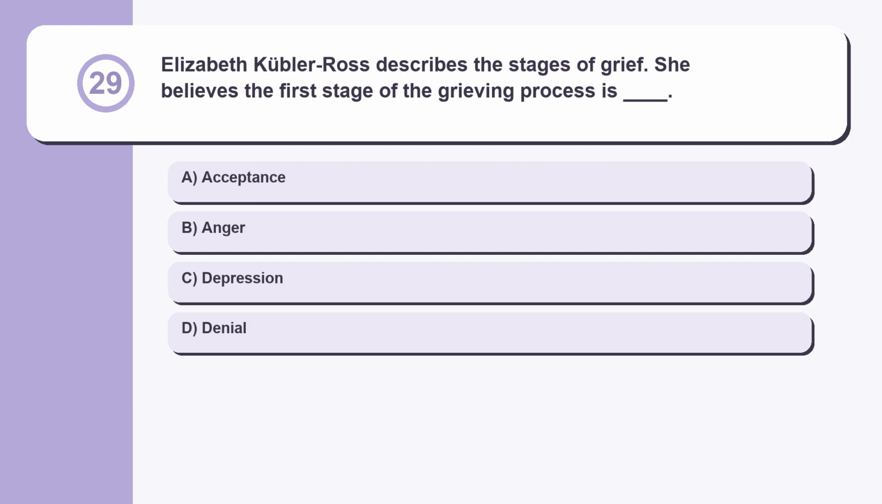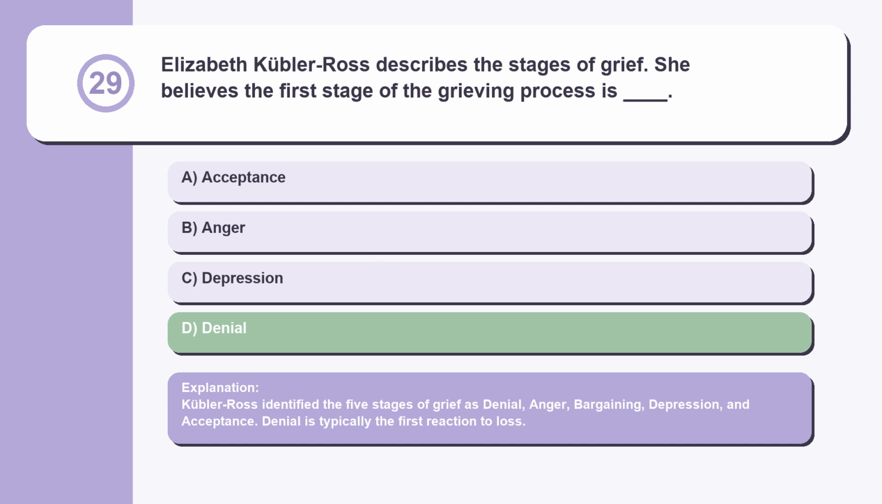Question 29. Elizabeth Kubler-Ross describes the stages of grief. She believes the first stage of the grieving process is _______, acceptance, anger, depression, denial. Kubler-Ross identified the 5 stages of grief as denial, anger, bargaining, depression, and acceptance. Denial is typically the first reaction to loss.